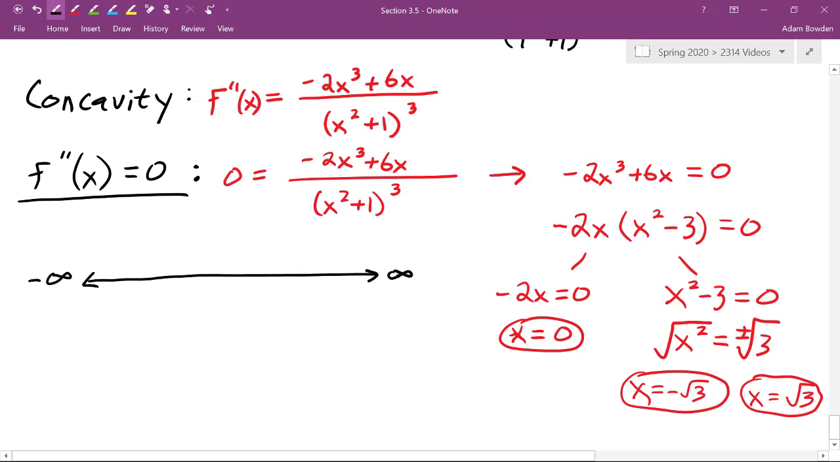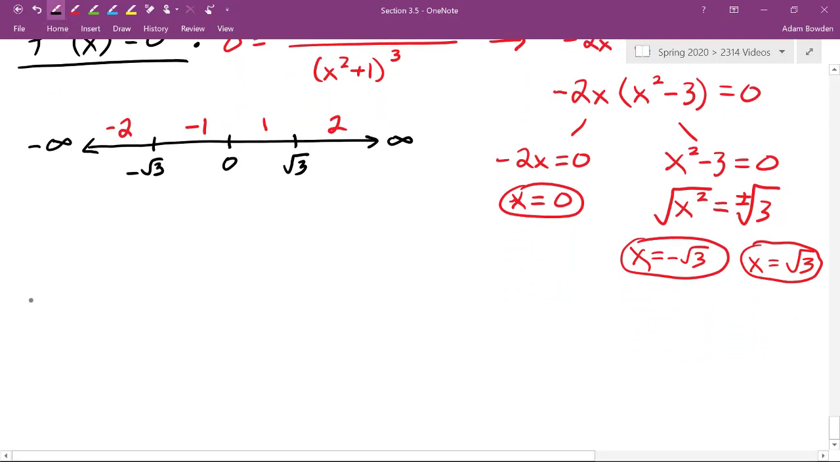Critical values of sorts, like we had for the first derivative. So let's look at this on the number line. Kind of awkward numbers, the square root 3, but we're not really plugging in those numbers. We just have to look at numbers close by. So close by numbers to check: negative 2, negative 1, 1, and 2.